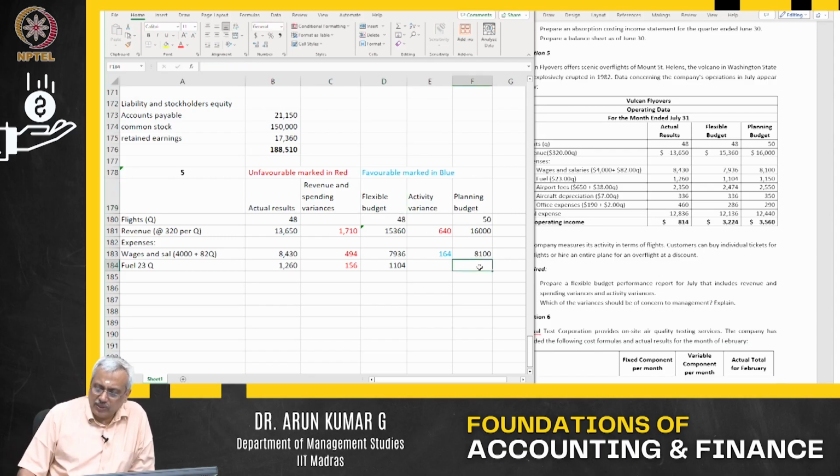Let us look at the actual. Actual is 1150, so you have spent only 1104. So what happens in this particular case? It is basically favorable in this particular case. It becomes what you call favorable.